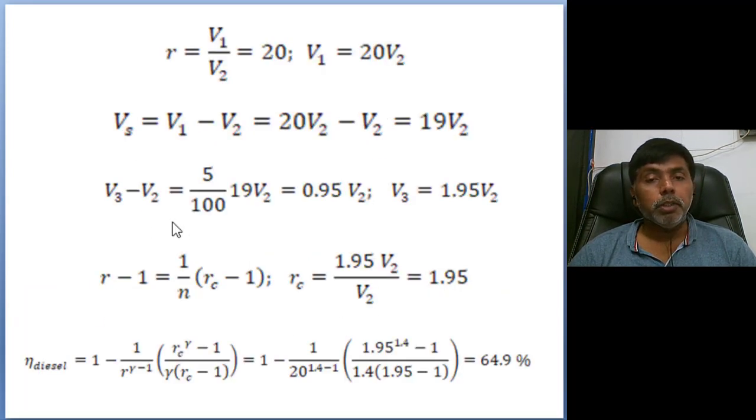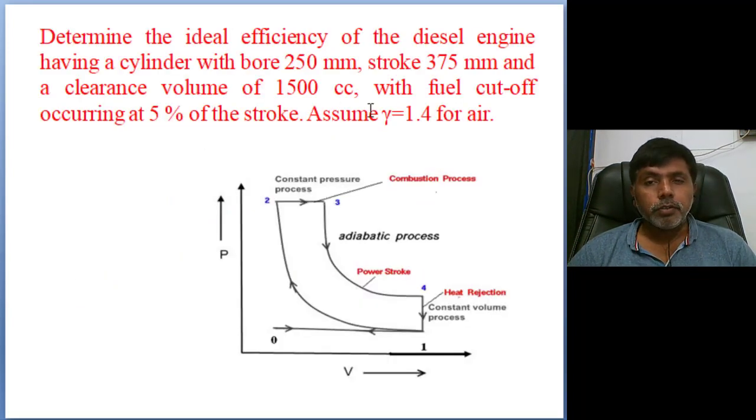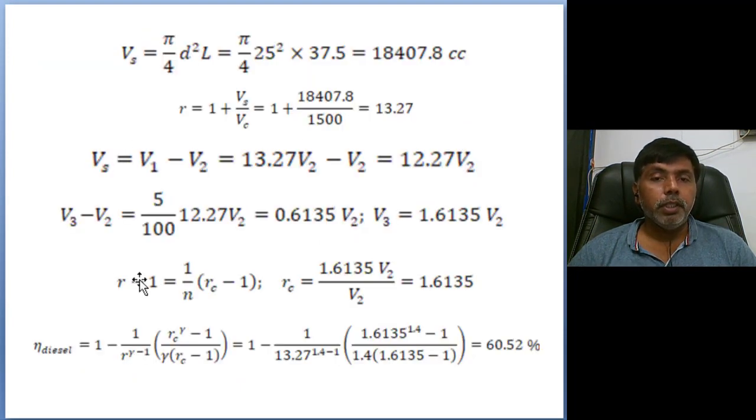One more thing: in the problems, every time they give that cutoff takes place at 5% of the stroke. Then compression ratio minus 1 equals 1 by n, where 5% of stroke means 5 divided by 100, which is 0.05, into (cutoff ratio minus 1). This is one of the shortcuts for solving the problem. Whenever the problem says fuel cutoff occurs at 5% of stroke, simply r minus 1 equals 1 by n into (rc minus 1). How do we determine the compression ratio here? The swept volume, the diameter and length will be given, and the clearance volume is given.